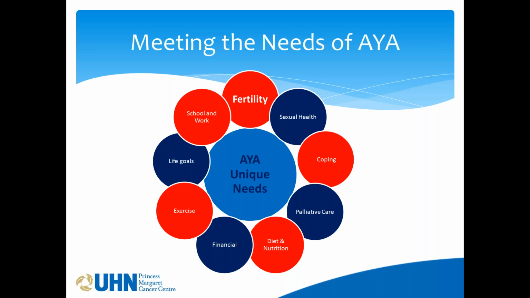So this diagram really shows many of the unique needs of adolescents and young adults with cancer. As you can see, fertility is definitely bolded within this diagram, but younger adults with cancer have many other needs, and although they may not be specific to this population, we do recognize that these areas of need are different within the population. That ranges from sexual health to peer and coping supports, nutrition, palliative care, exercise, and future life goals.